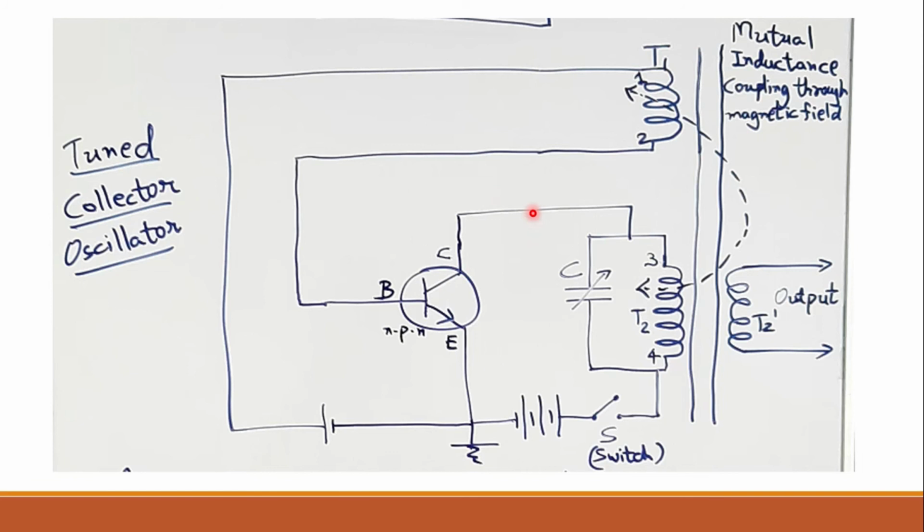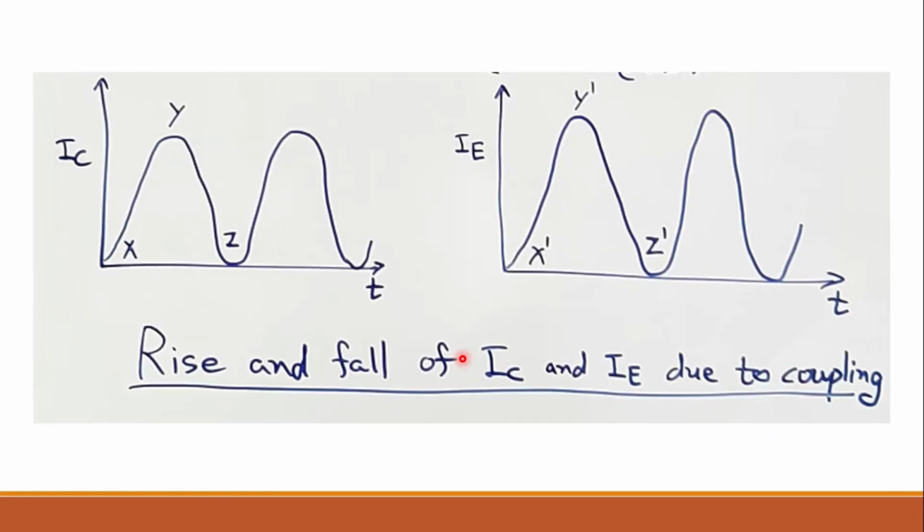The collector current will increase and decrease, and proportionally the base current and even the emitter current will increase and decrease, because you know that the base current is very less, approximately 5% of the emitter current, right? And majority of the collector current is the emitter current. So the emitter current waveform will also be similar to the collector current waveform, as you can see here, right? Here we are mentioning the collector current waveform reaches X level. At that time the emitter current will reach X dash. When this collector current reaches Y, the emitter current will reach Y dash. When the collector current reaches Z, the emitter current will reach Z dash, and so on, right? So this shows the rise and fall of IC and IE due to inductive coupling.